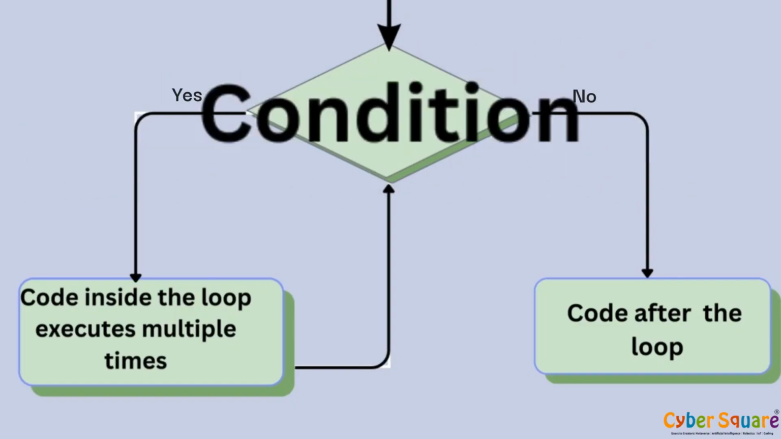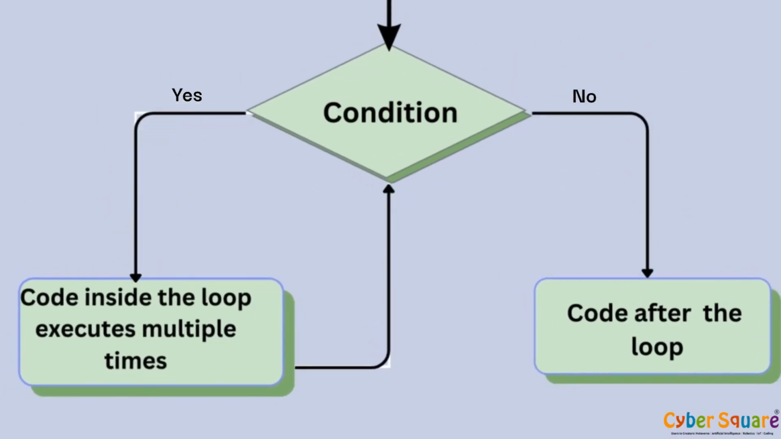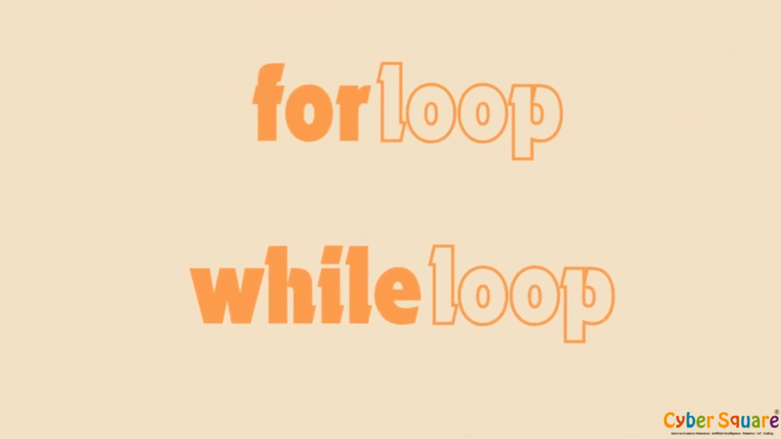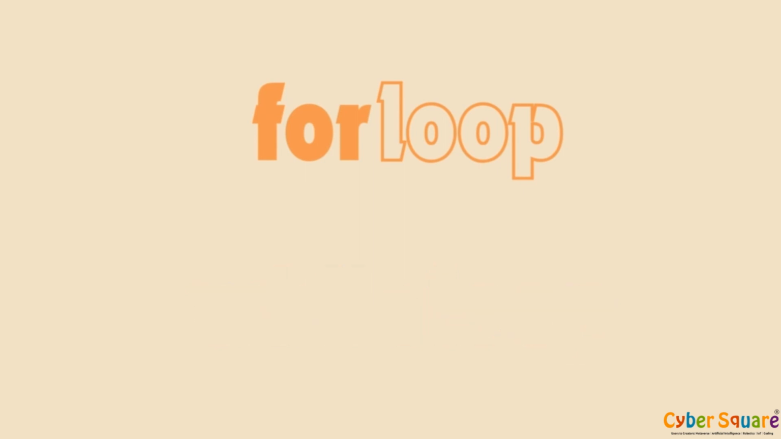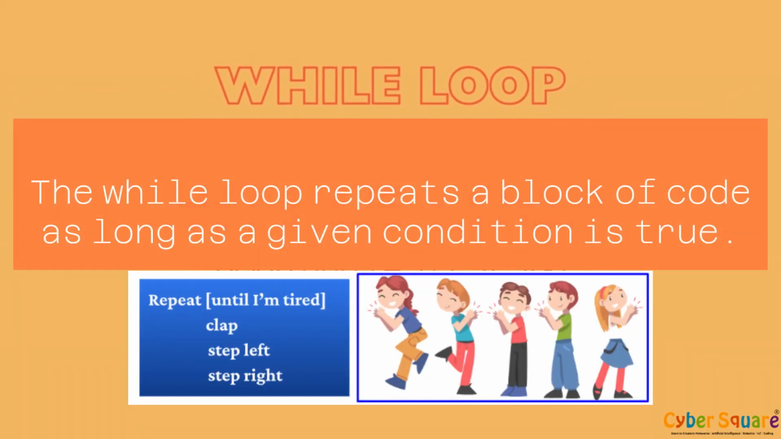Let's take a look at the flowchart of a loop statement. As you can see, the code inside the loop block executes multiple times until the given condition becomes false. JavaScript provides different types of loops to handle repeated execution of code: for loop and while loop. The while loop repeats a block of code as long as a given condition is true.